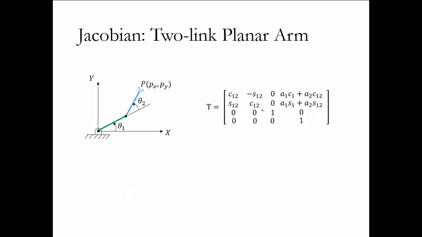Initially, for a simpler case, we get this T matrix that we have already seen how to get with the DH parameters. So this is the rotation matrix of this two-link arm, and this is the PE vector. In the two-link arm, we know that the end effector can just make an object move along the x and y direction. So it has only two linear velocities, that is, x dot and y dot.